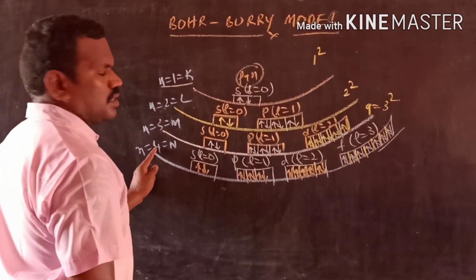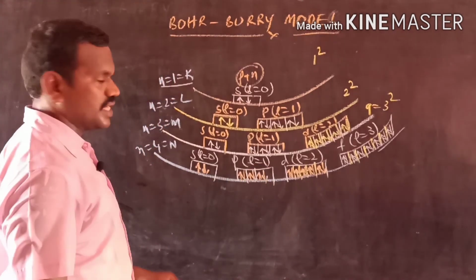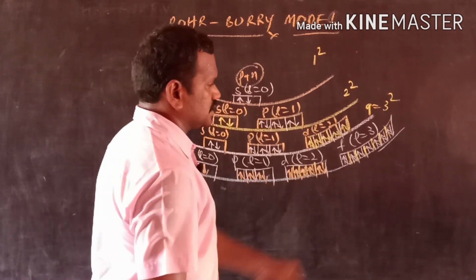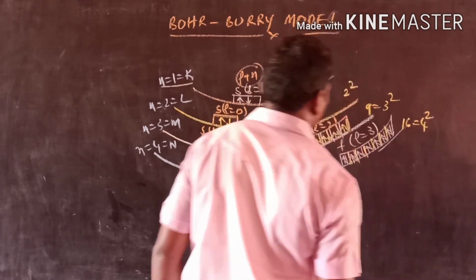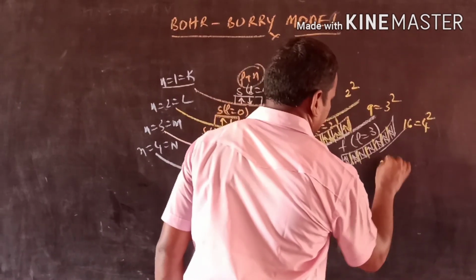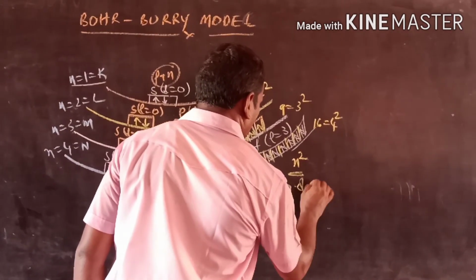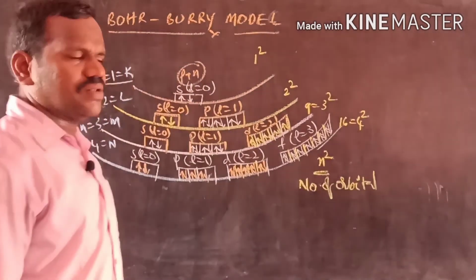And coming to main level 4, the number of orbitals is 16. How did they come? S 1, P 3, D 5 and F 7. So totally it becomes 16. 16 can be written as 4 square. So here n square is the formula for the number of orbitals in a given principal energy level.